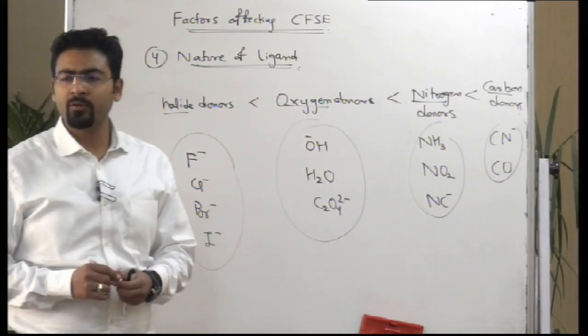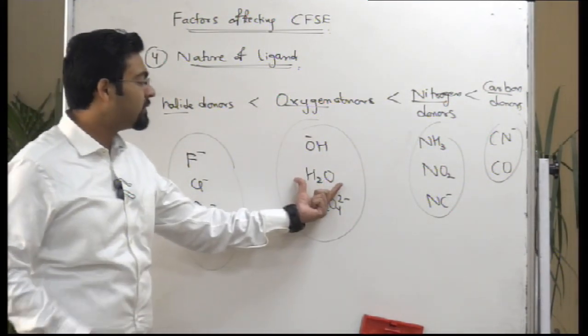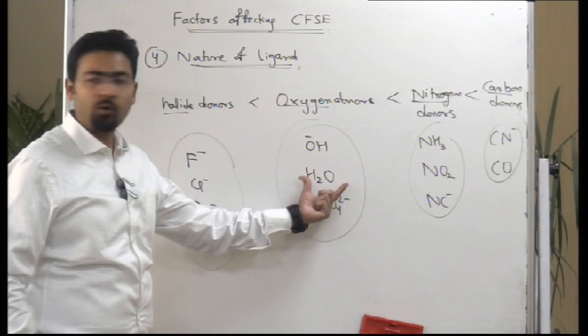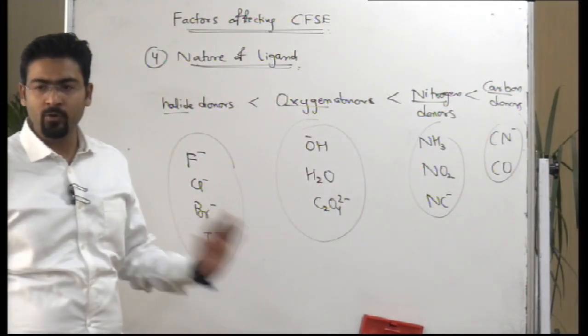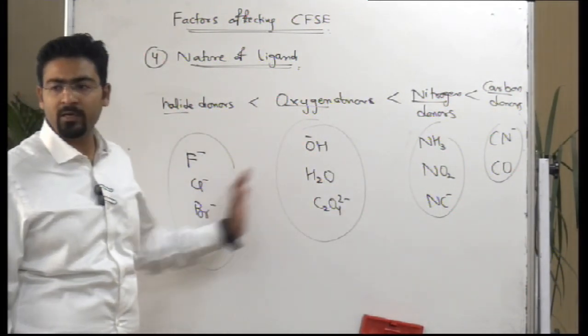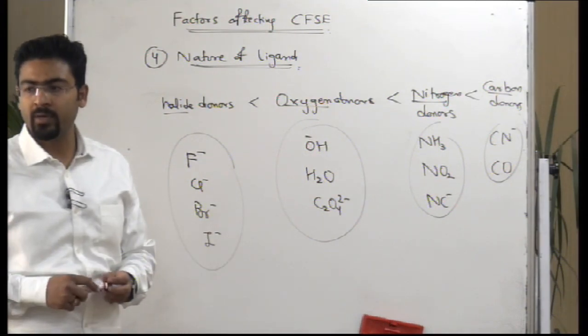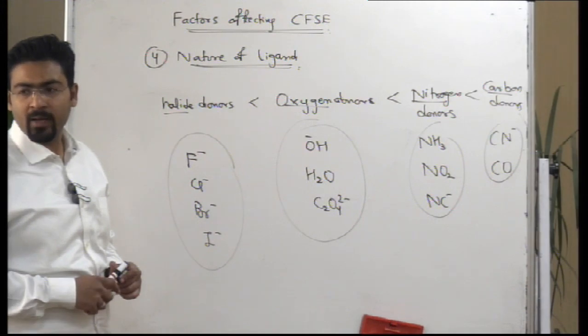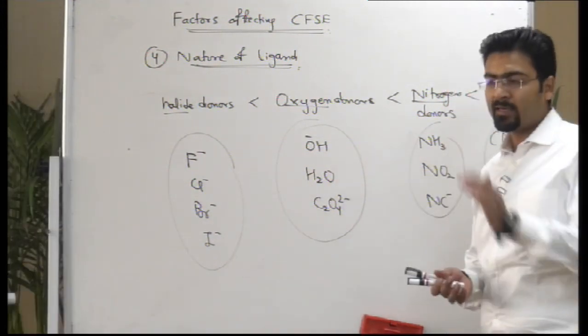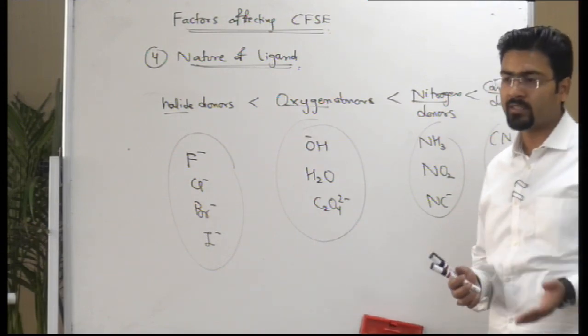For example, H2O is a stronger field ligand than OH minus, though it seems like OH minus has a negative charge, so it should have a higher field. So that phenomenon does not hold true uniformly. It changes, so it's better to remember the whole trend. So on the basis of these four parameters, I can predict which complex will have a higher energy gap and which complex will have a lower energy gap.